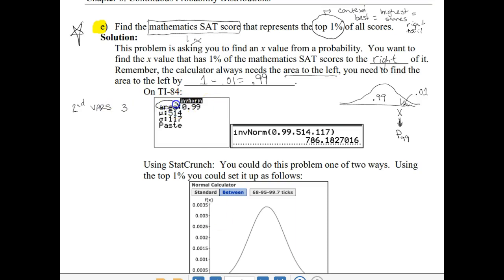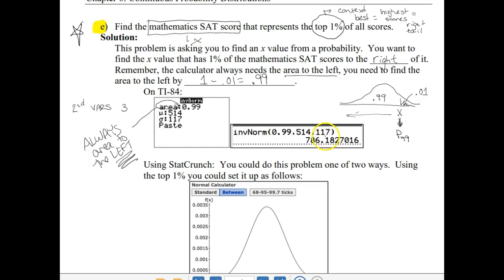Again, remember this area on here is always area to the left. Okay, that's not always what we've been given. So in this case, we were given 1%, but you'll notice on the calculator we didn't put 1%. We put the 99% because we need the area to the left of x, which was this 0.99. And then the mean was given as 514 and the standard deviation of 117. So again, if you have the newer system, you would enter these three numbers, highlight paste, and push enter. And then it would look like the second screen here.